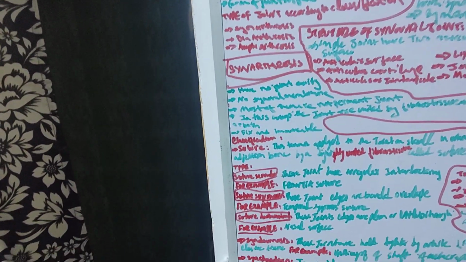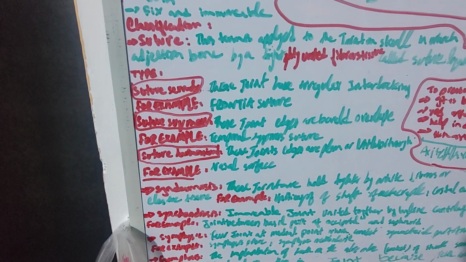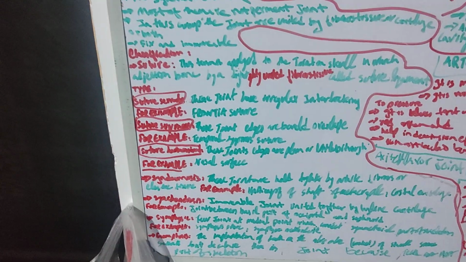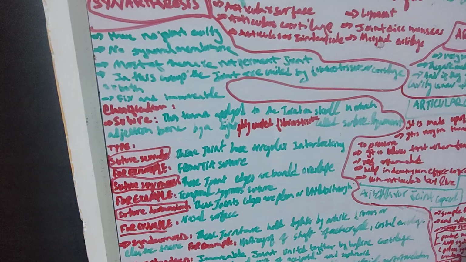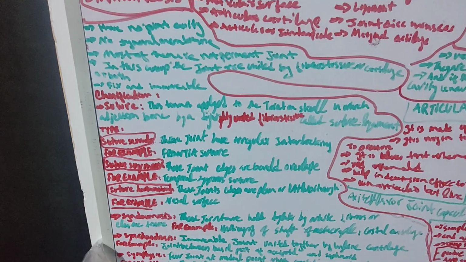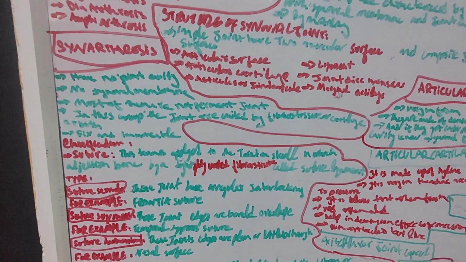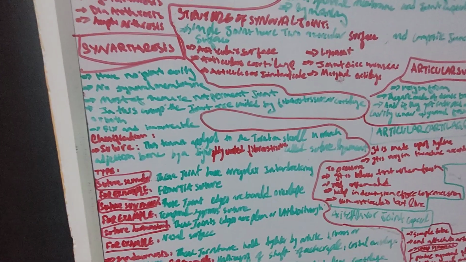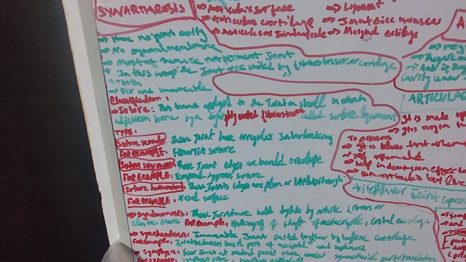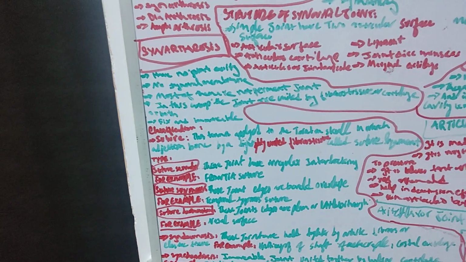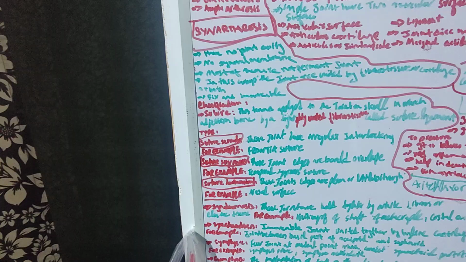Classification: synarthrosis is divided into 5 types. The first type is suture. This term is applied to the joint in the skull between adjacent bones, united by fibrous tissue called suture ligament. Suture is further divided into types.